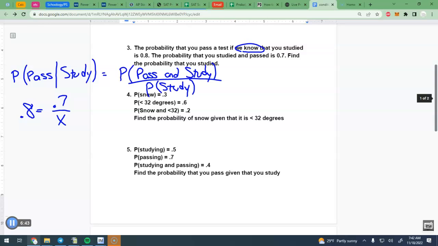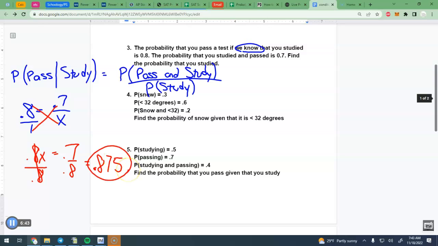And then I would probably throw this over 1 and cross multiply. Like 0.8x equals 0.7. So fraction equals fraction, you can always do that. Cross multiply. So the two things equal. And then if you divide by 0.8, this comes out to, Aaron, what's it come out to? 0.875.